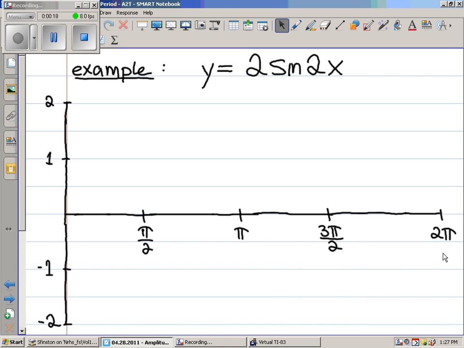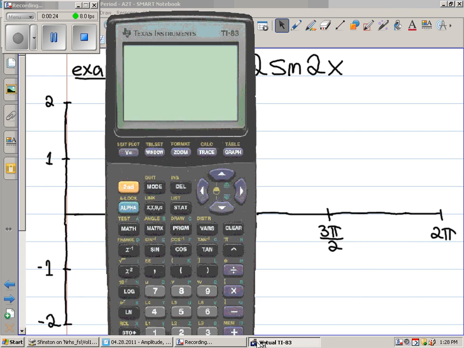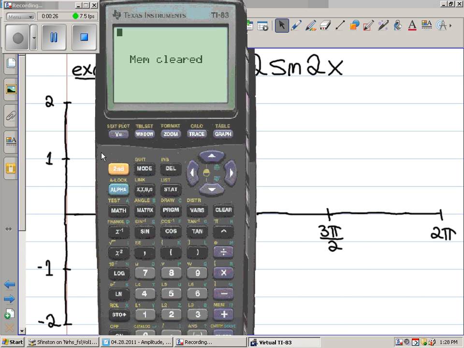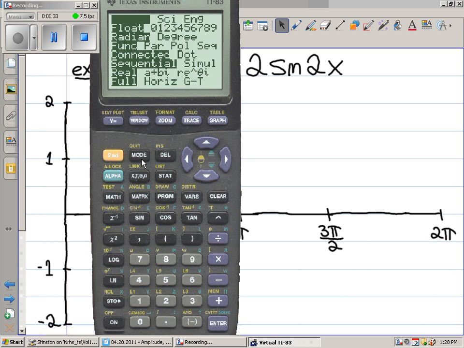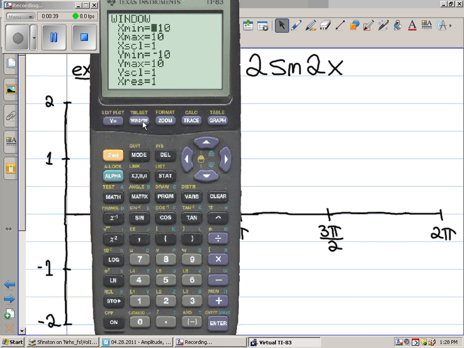They're in radians, and don't let that screw with you, but I just feel like I need to show you how to graph in radians with your calculator. So grab your calculator, hit the clear button, make sure your calculator is in the right mode. We're graphing in radian mode. And if it's in radian mode, then what you really need to adjust is the window.